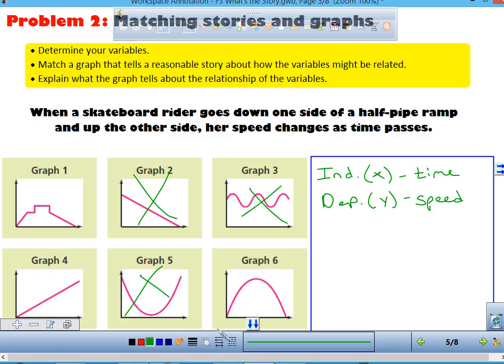Now, what's going to happen when the skateboarder goes down the half pipe? Speed is going to increase pretty quickly. Then what's going to happen when it goes up the other side? It will decrease pretty quickly. Which one shows increase quickly, decrease quickly? Graph 6. Okay? Questions?